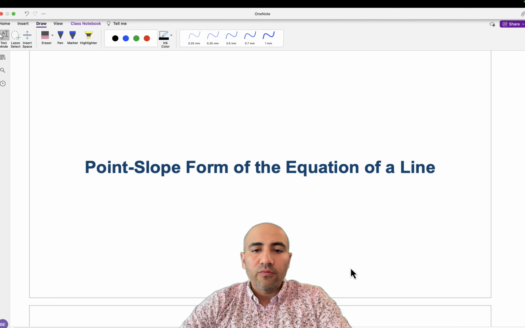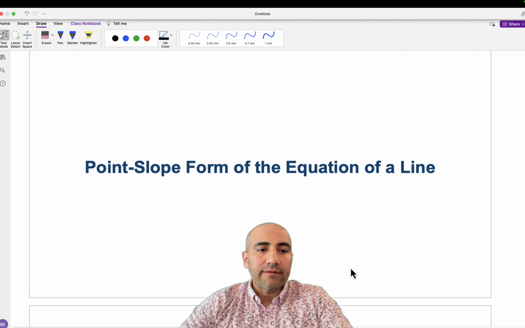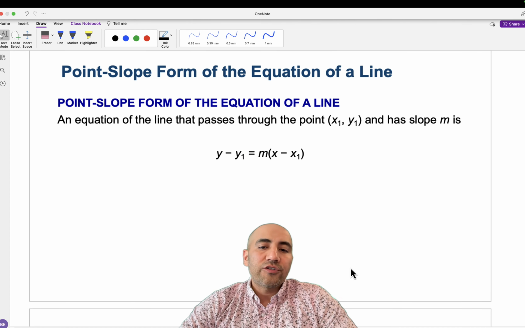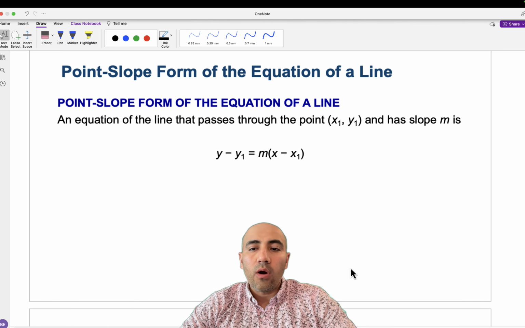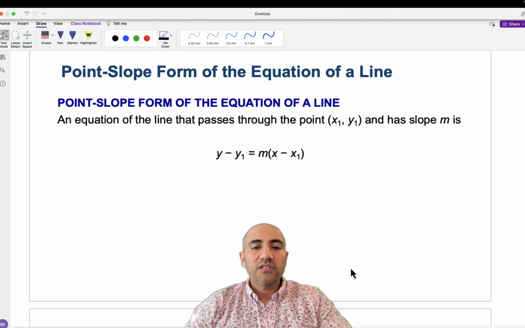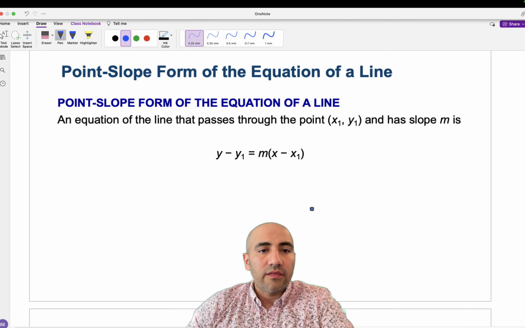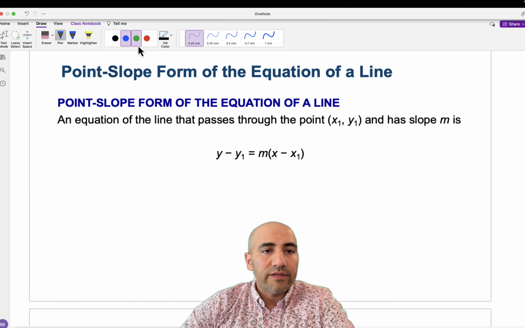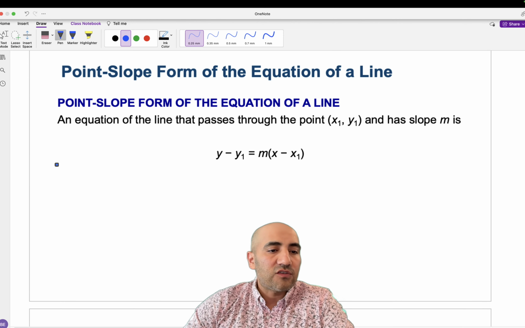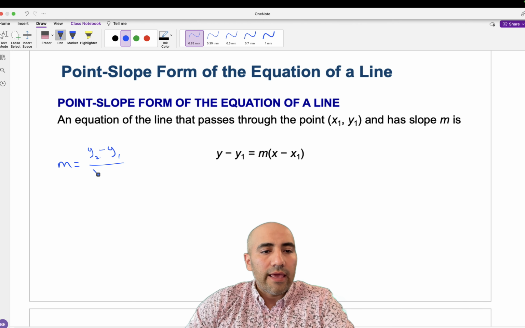Okay, the point-slope form of the equation of a line. So the point-slope form of the equation of the line, an equation of the line that passes through the point x sub 1, y sub 1, and has slope m, is given by this formula. Notice that this formula is really just the formula for slope, right? So earlier we saw that slope m is equal to y sub 2 minus y sub 1 over x sub 2 minus x sub 1.